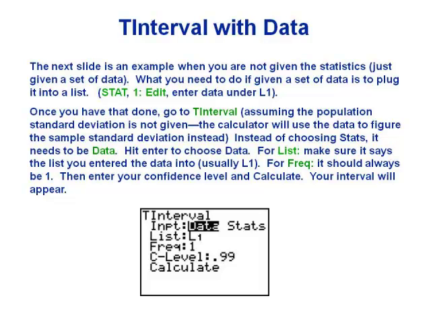We have a data option with t-interval as well. It works exactly the same, where you go to stat edit and put the information under one of the lists and then change the stats option in t-interval over to data.